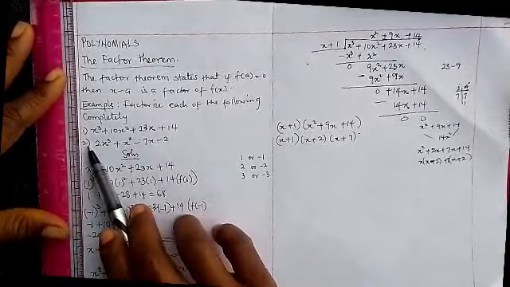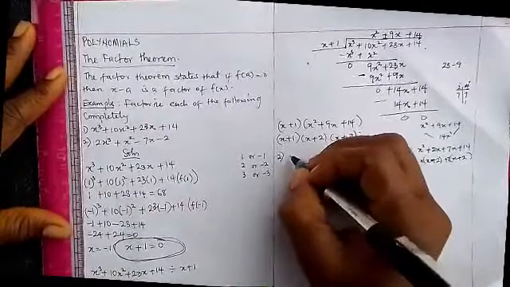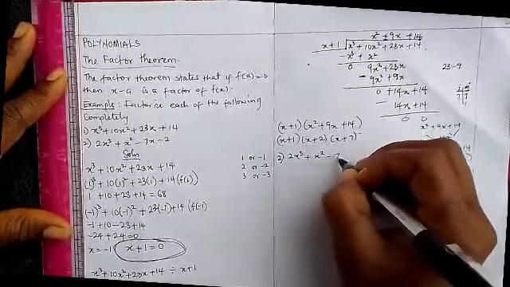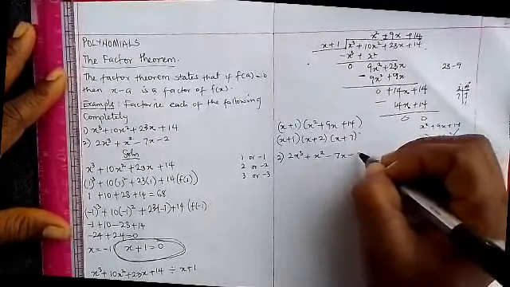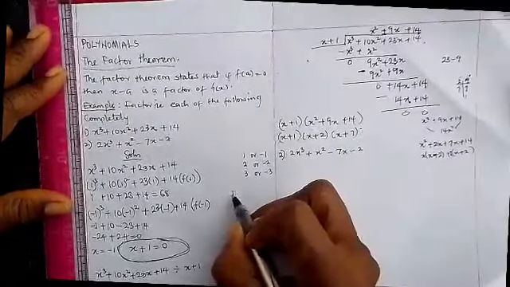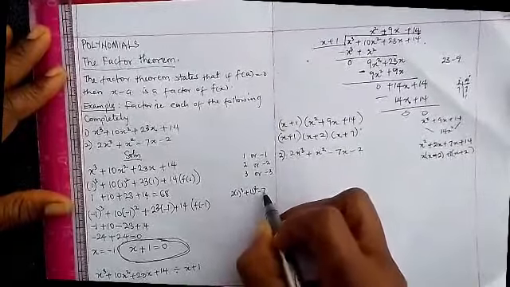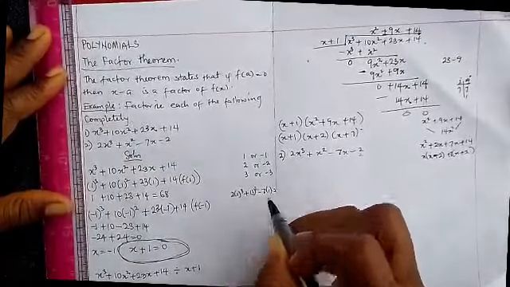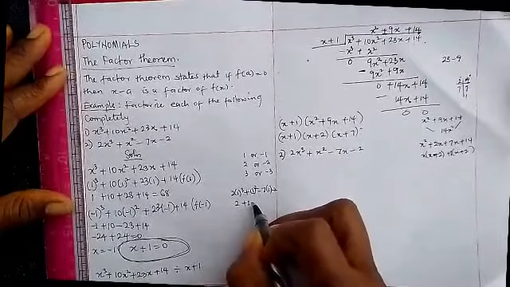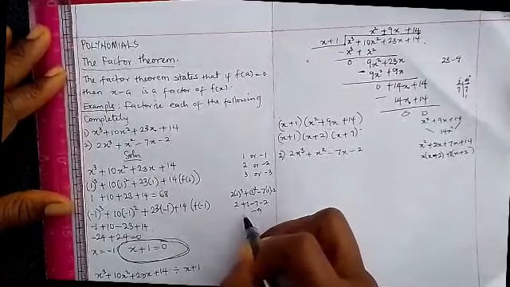The same thing we did for the first, we do for the second. The second question is 2x raised to the power of 3 plus x squared minus 7x minus 2. Let's input the values. If x is 1, we have 2 times 1 raised to the power of 3 plus 1 raised to the power of 2 minus 7 times 1 minus 2. So we have 2 plus 1 minus 7 minus 2. So minus 7 minus 2 is minus 9.